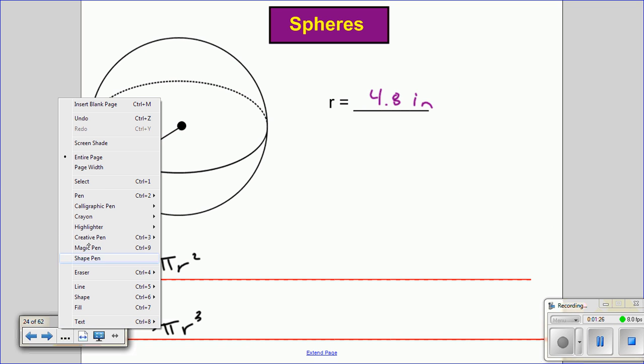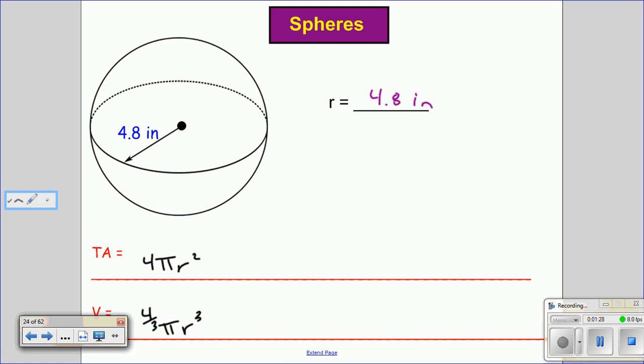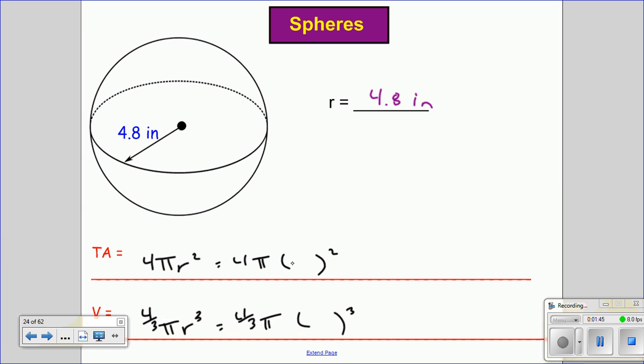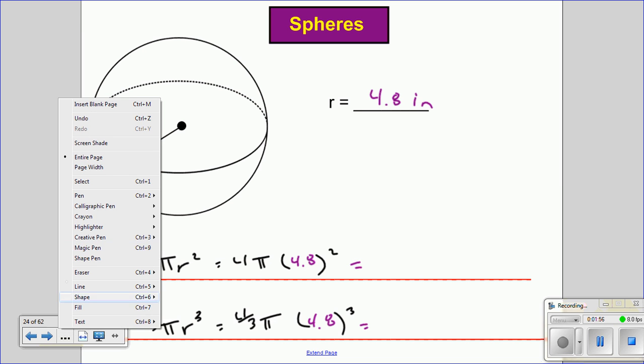Okay, so it's 4 times pi is standard, and then the 4 over 3 times the pi is standard for the bottom, for the volume. So our radius is 4.8, and since we don't need one to calculate the other, we can calculate them both at the same time.